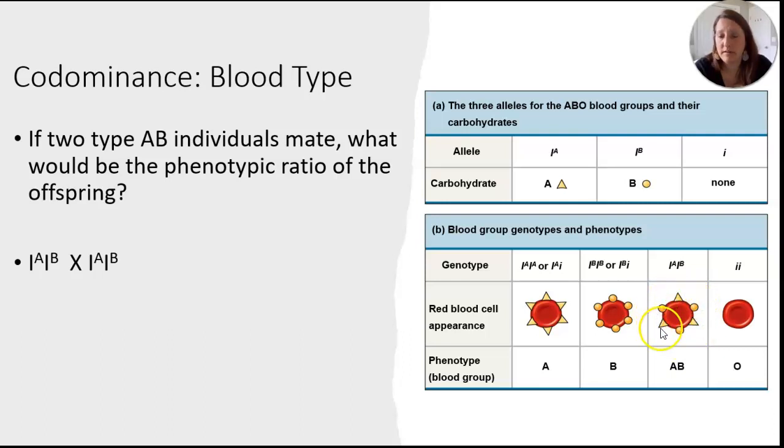Both of those alleles are expressed simultaneously, and so you end up with both surface carbohydrates. Okay? In the last case here, somebody with type O blood, you inherit two little i alleles. And if we were to look at the surface of your red blood cells, we would not find any blood type carbohydrates.